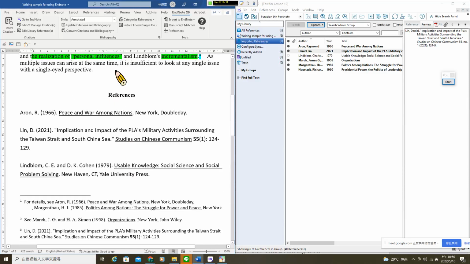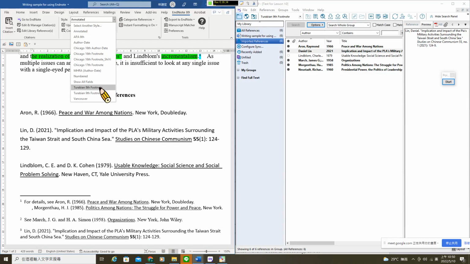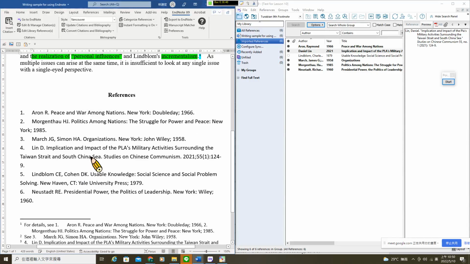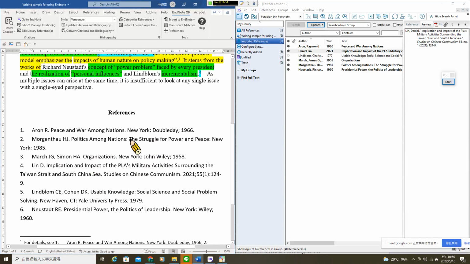Okay, but remember, we are not using annotated. We are using Turabian or Chicago style. Just use these two. Okay? And if you want Vancouver, it will become different. So they will just change the style for you. You don't have to do anything if you keep your reference list correct. Okay, keeping tidy and clean reference entries is a must. Okay, let's go back to Turabian.